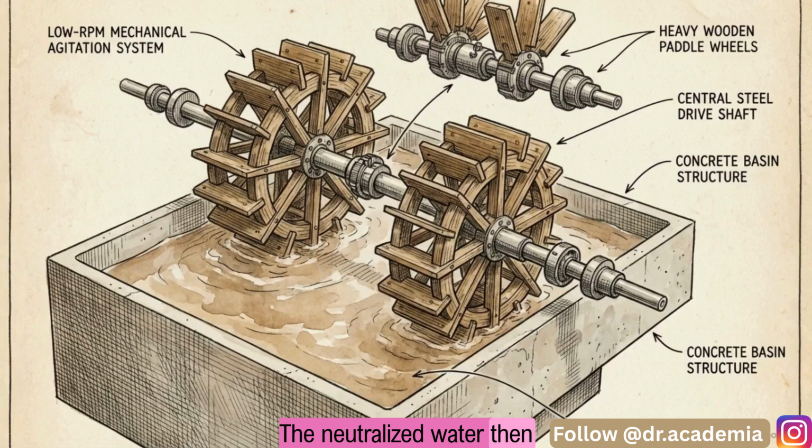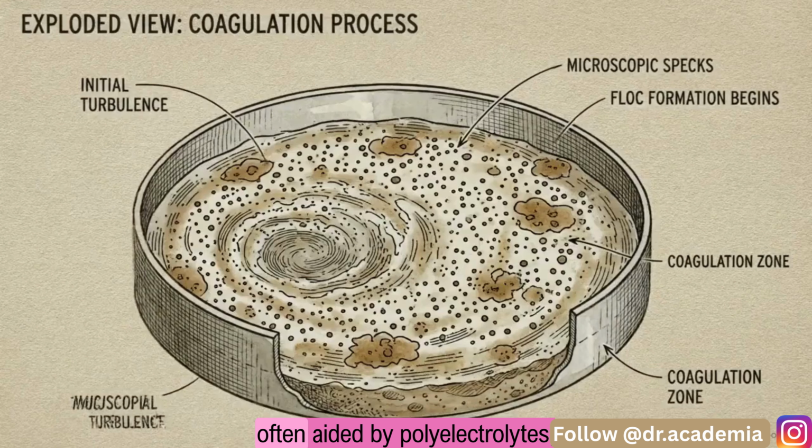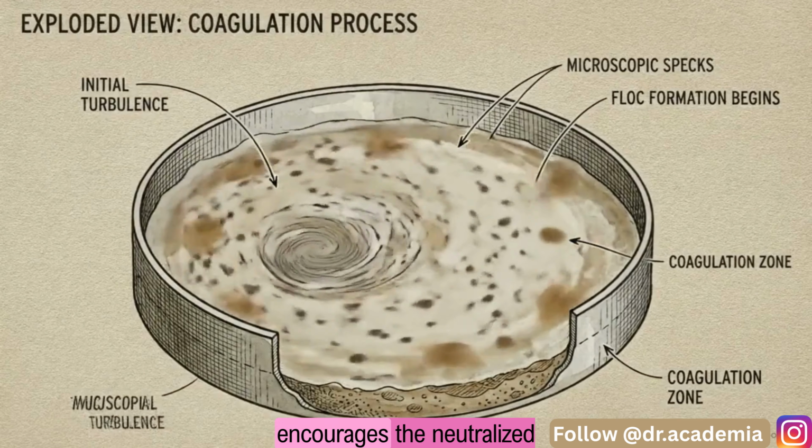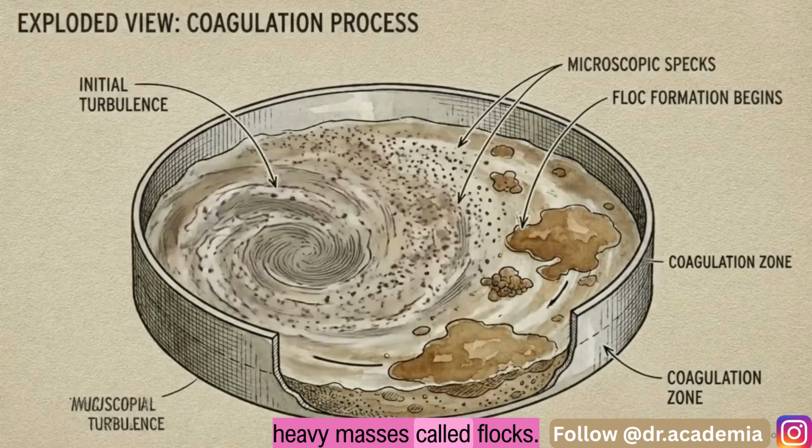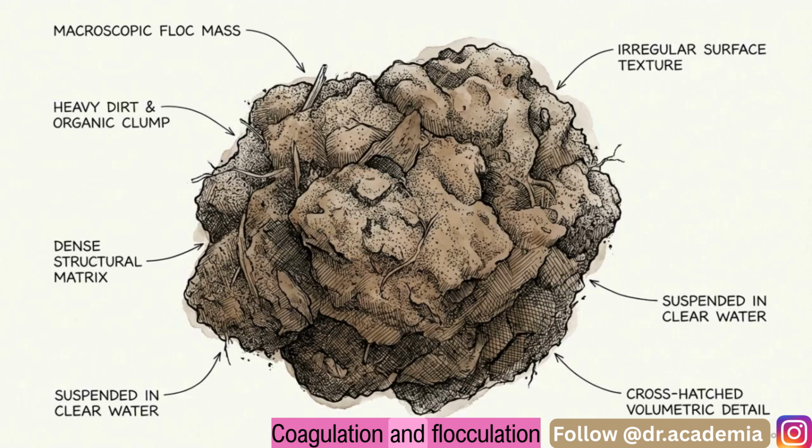The neutralized water then enters the flocculation zone, where low RPM paddles gently agitate the fluid. This gentle mixing, often aided by polyelectrolytes, encourages the neutralized particles to collide and stick together into large, heavy masses called flocs. Coagulation and flocculation use chemistry to force unfilterable threats to become macroscopic, physical targets.